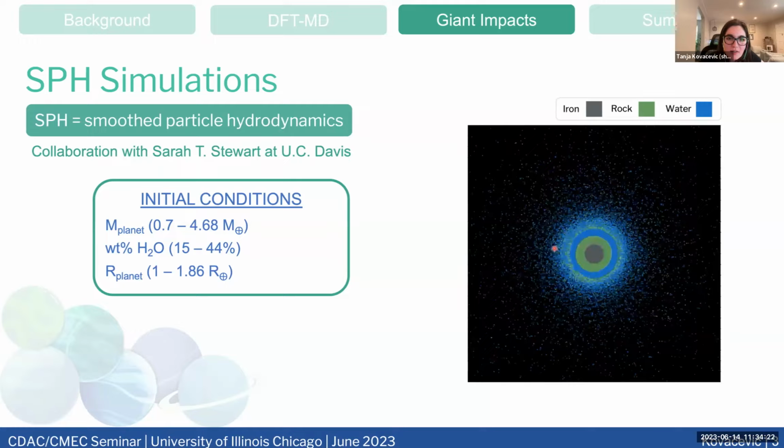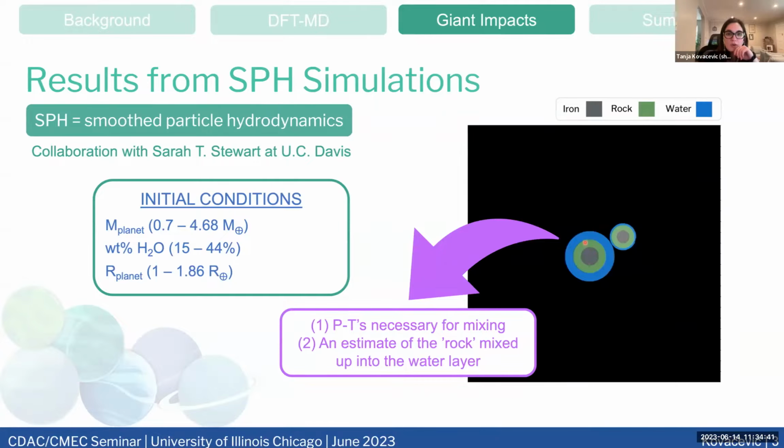We're going to look at the conditions here at the rock-ice boundary. So we're not going to really care about the points out here. We're just going to look at this rock-ice boundary and pull the thermodynamic data from those points. I guess we filtered them for pressure, since material at higher pressure is going to be deeper within the planet. From all of those simulations, we're able to get the pressures and temperatures of each particle and see whether the conditions necessary for mixing were met. And that will give us an estimate of the rocky material that's mixed up into the water layer.